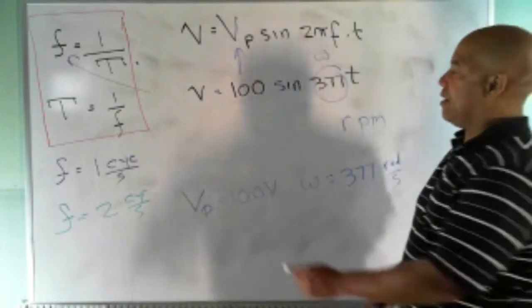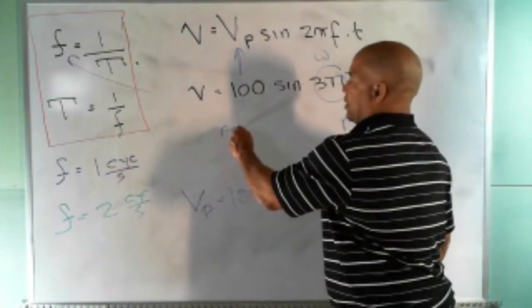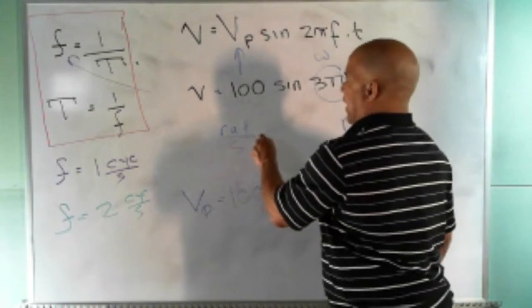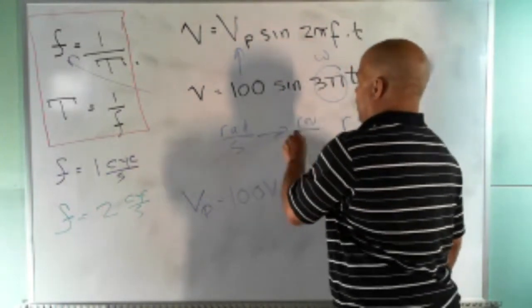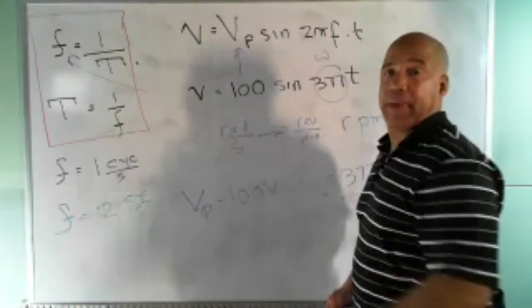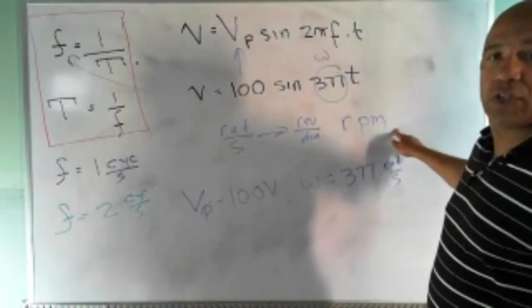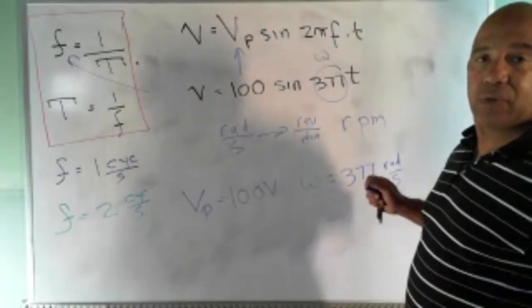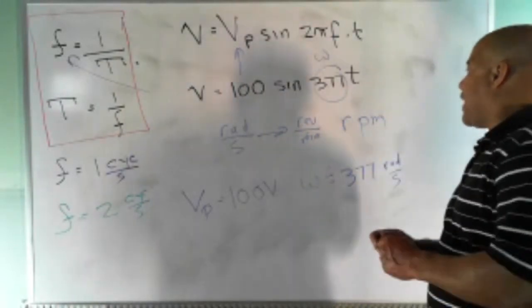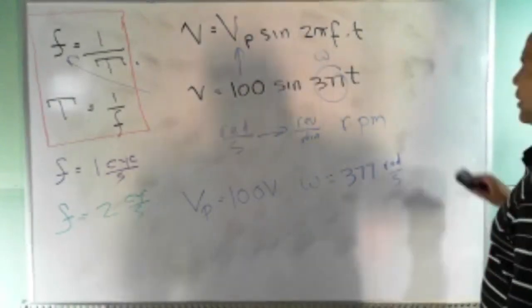But you can take radians per second and convert that to revolutions per minute, just doing a little bit of math. So you can tell how fast the coil is rotating by just looking at that and doing some math. But not only that, look at this. Look at what else you can tell.